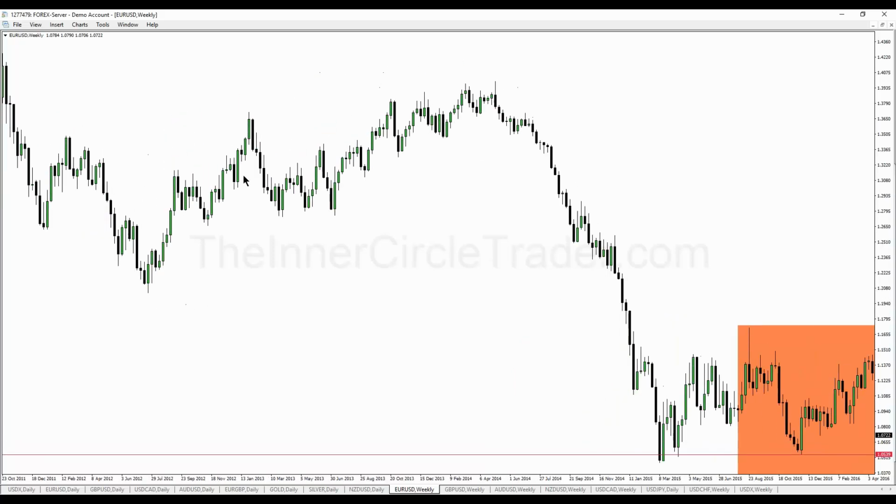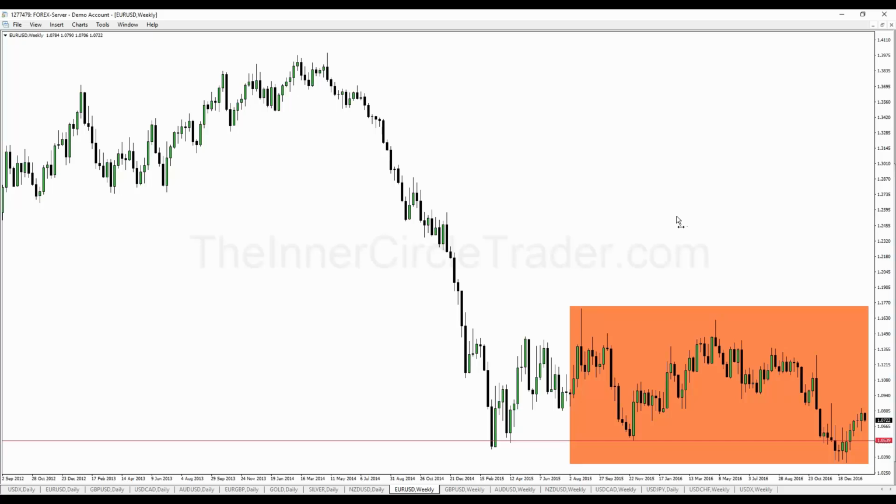Look at what they did over here. It's been in consolidation and then a huge move. We're going to see another one of that. It's just winding up. Just wait for it. Don't force it. Do not try to push yourself into a trade.